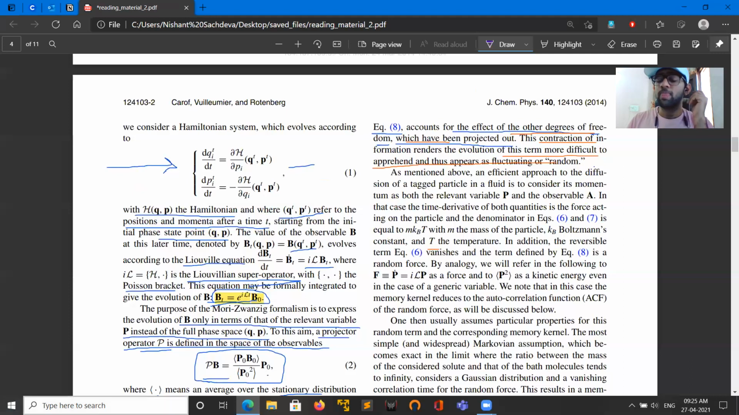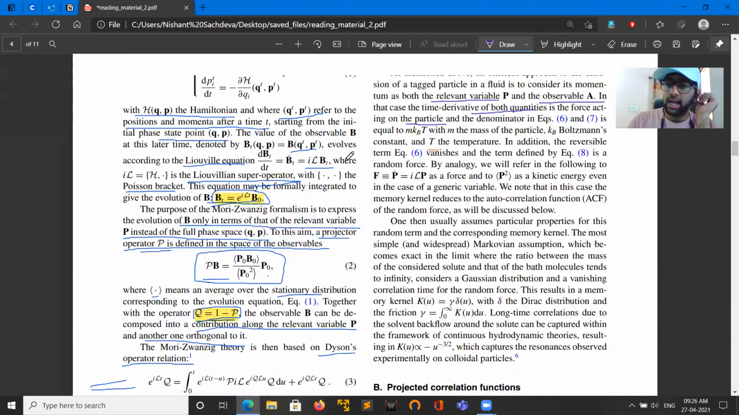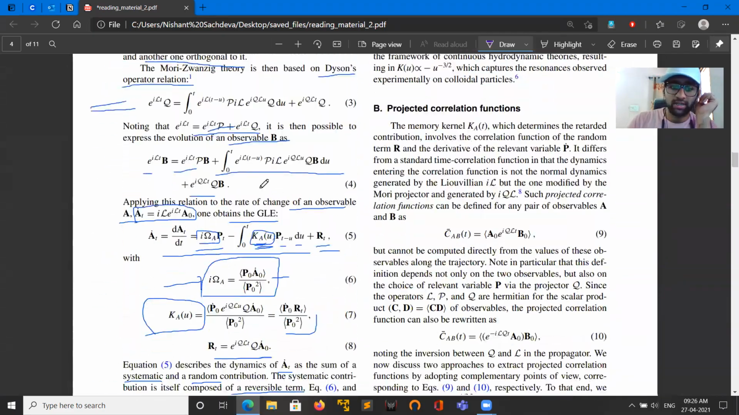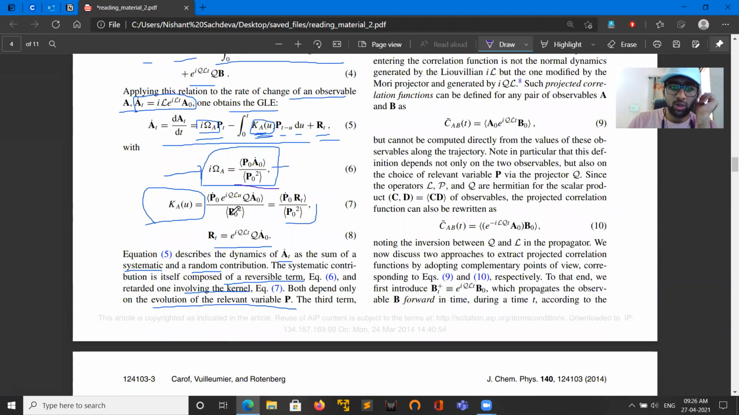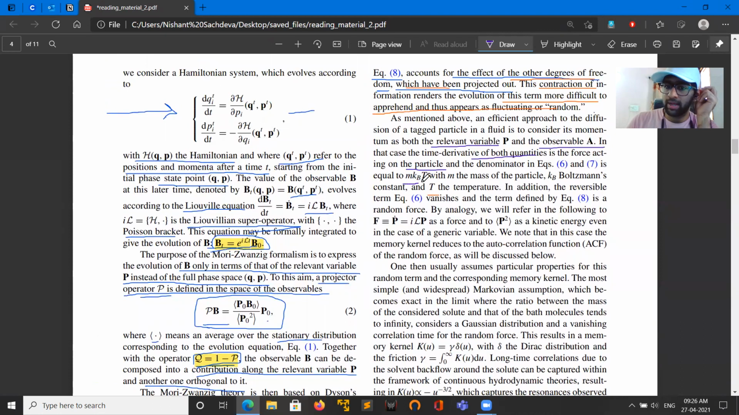As mentioned above, an efficient approach to the diffusion of a tagged particle in a fluid is to consider its momentum as both the relevant variable p and the observable A. When we do that, the time derivative of both quantities is the force acting on the particle, and the denominator in equations 6 and 7, the average of p naught square, is equal to m kB T, with m the mass of the particle, kB the Boltzmann constant, and T the temperature.